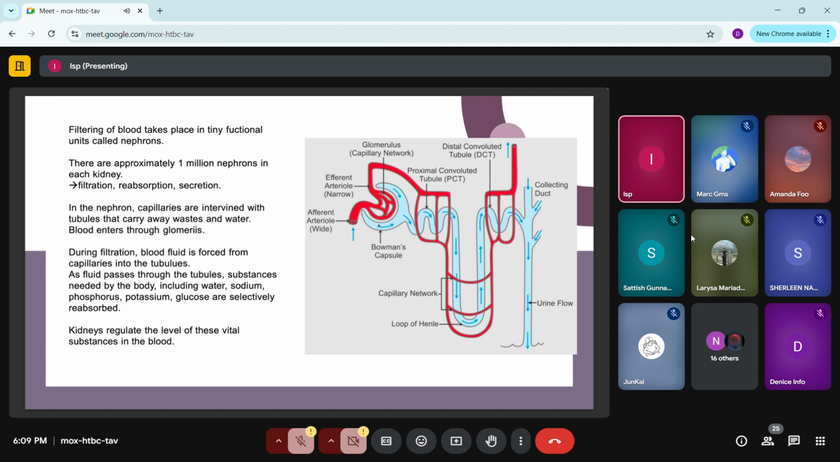Not all filtered substances are useless. That's why reabsorption happens in the tubules, to prevent loss of electrolytes and loss of water. Our body only wants to filter the toxins, the unwanted products. The wanted electrolytes and wanted water will get reabsorbed in between here. The capillary network will reabsorb the water and electrolytes, preventing loss of electrolytes.